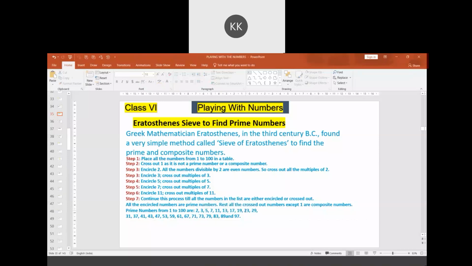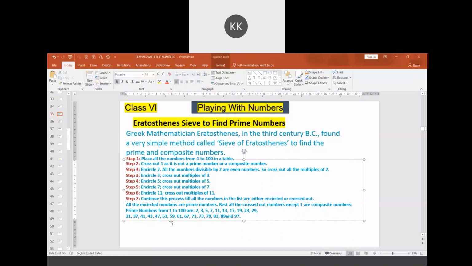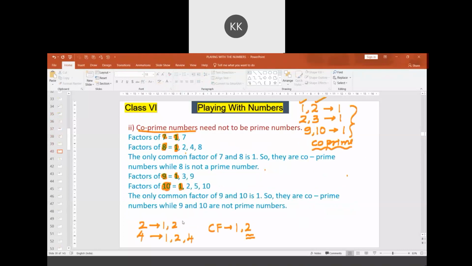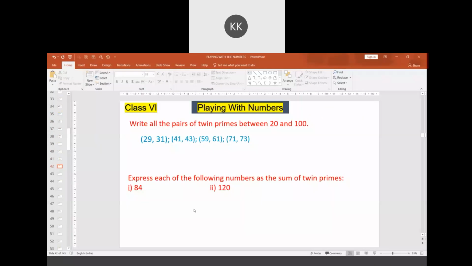Here, previous one, 29, 31, the difference is 2. All right. Moving further, here is a question. Express each of the following numbers as the sum of twin primes. 84 should be expressed as a combination of twin primes.